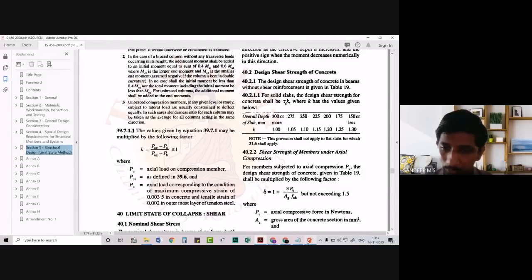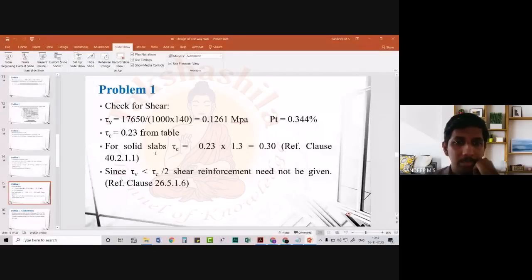Okay, so now we will come back to our slide. So tau c is equal to 0.23, that is tau c times 1.3, which is a factor we have calculated right now. So it is coming around 0.30.